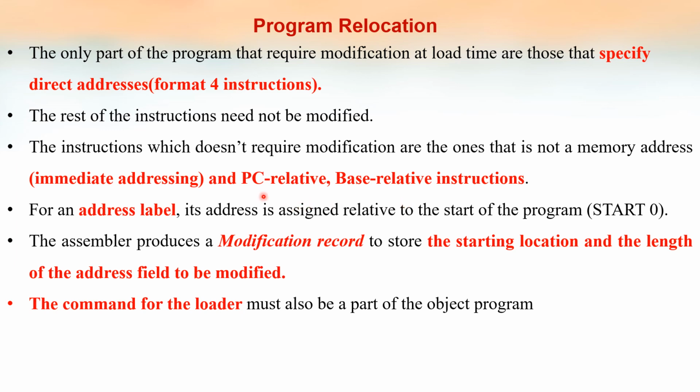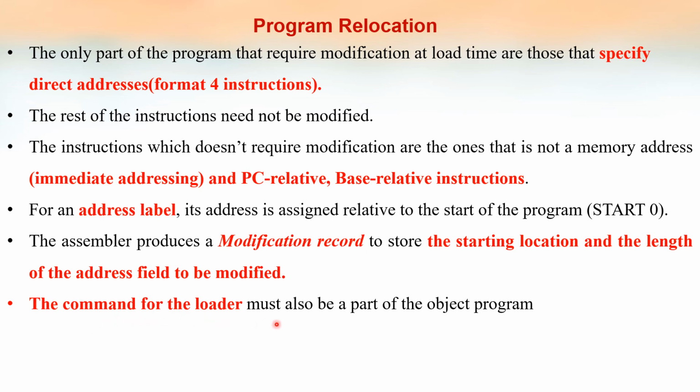So that depends on the content of the program counter and the content of the base register, and does not depend on memory, not referencing the memory. So only the format 4 instruction needs modification. So the assembler produces a modification record to handle this. The assembler already has the header record, text record, and end record in the object program. So one more record can be introduced in the object program, the modification record, to store the starting location and the length of the address field to be modified.